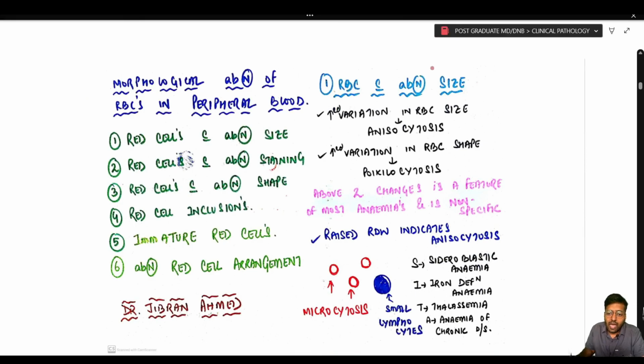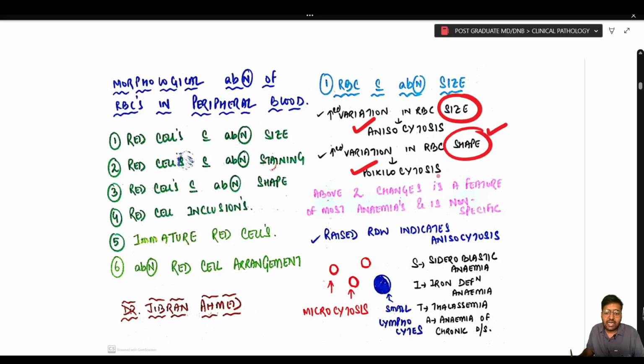RBCs with abnormal size: increased variation in the RBC size is called anisocytosis. And increased variation in RBC shape is called poikilocytosis. You will not believe, in the exam you are so stressed that you do not know the difference between anisocytosis and poikilocytosis, and you tend to make mistakes. The most common error is you mistake anisocytosis for poikilocytosis and vice versa. So always remember, whenever it is a variation of the size, it is anisocytosis, and whenever there is a variation of the shape, it is poikilocytosis.